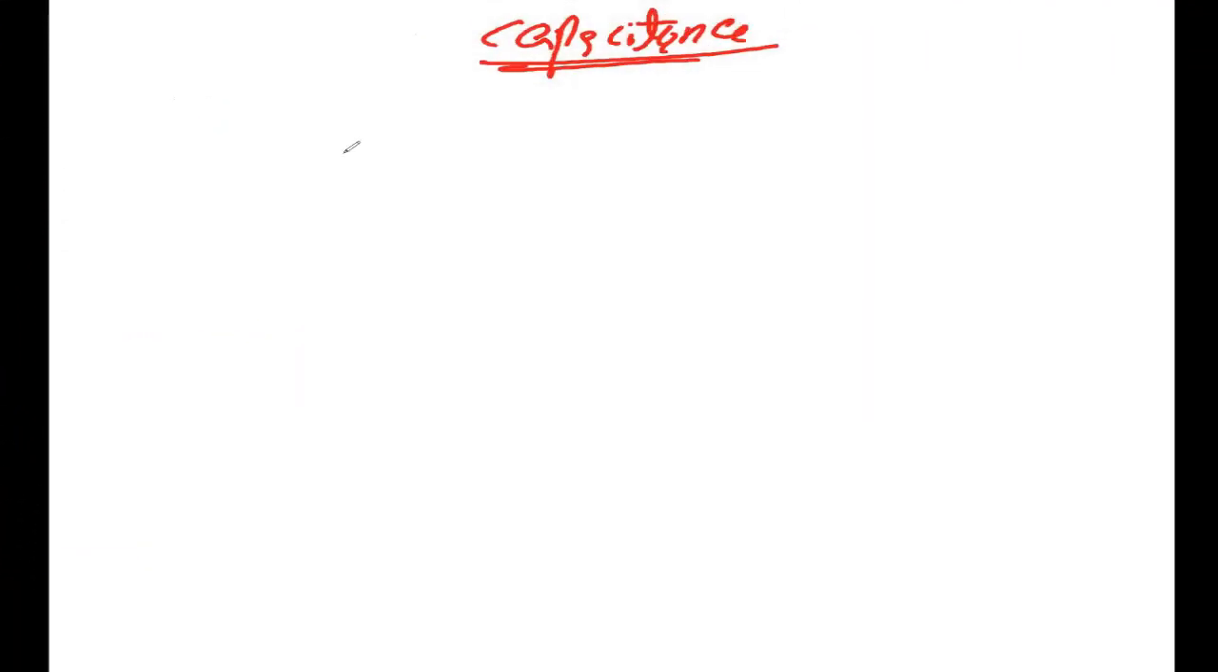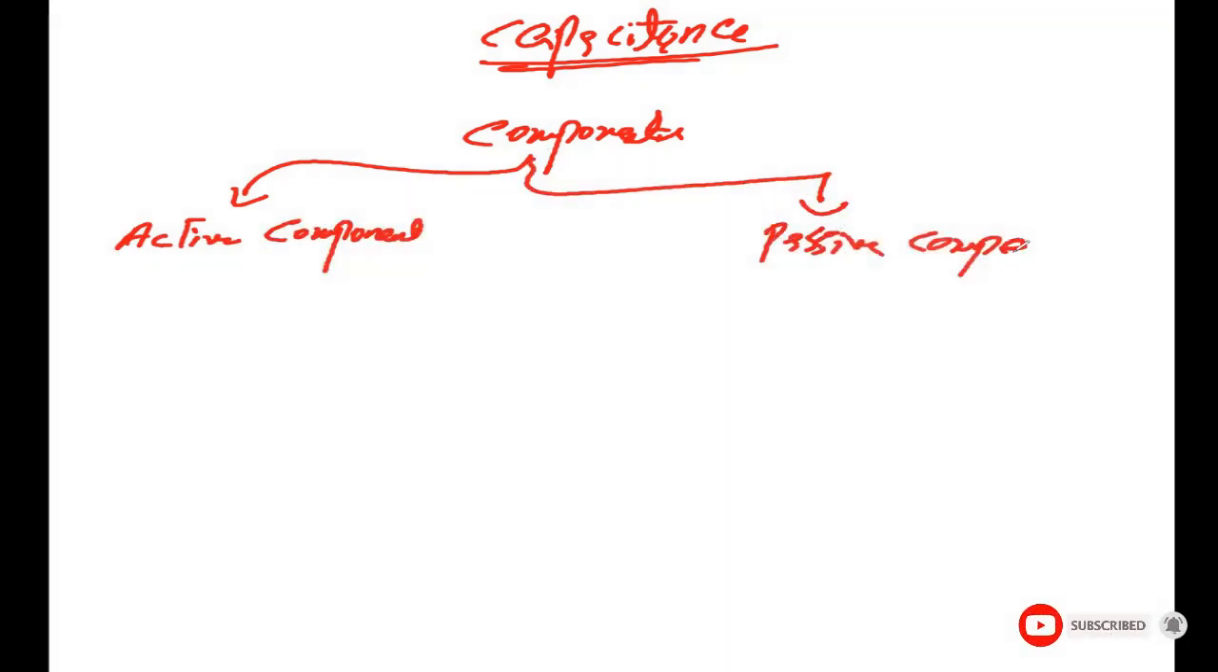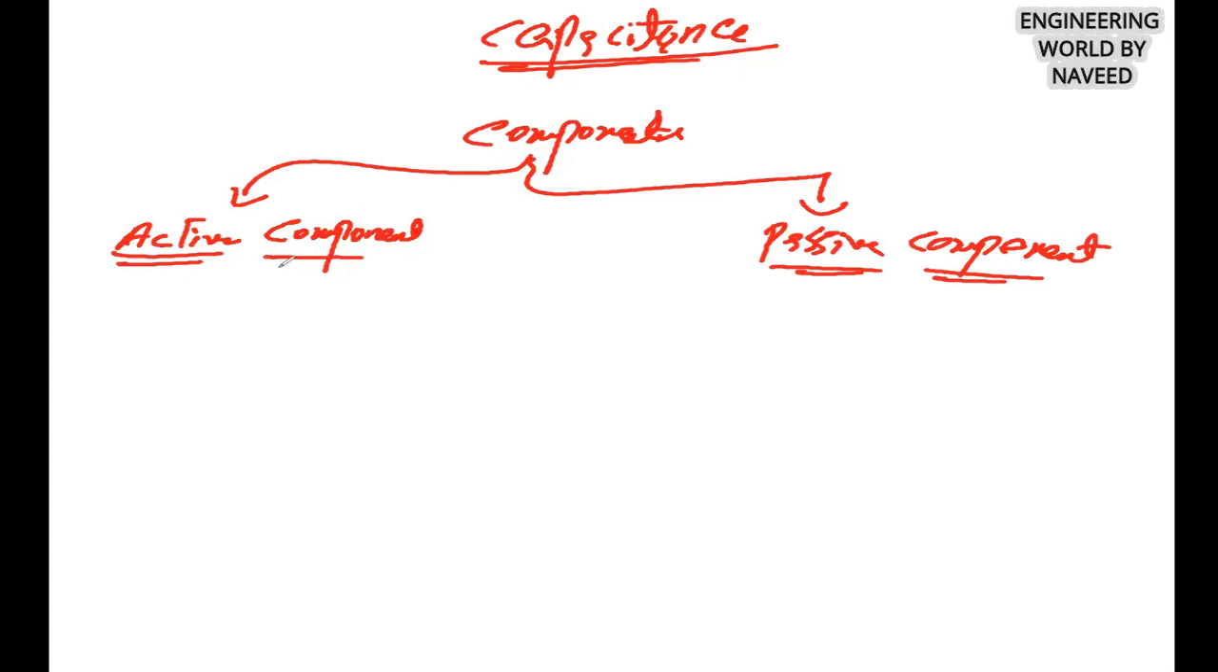Okay, in electrical components, we have two types of components. The first one is known as the active components. The second one is known as the passive components. When you draw any electrical circuit, you will see these components, and they will be either active components or passive components.